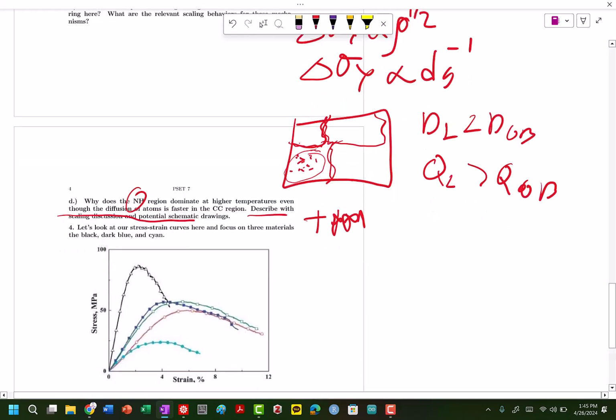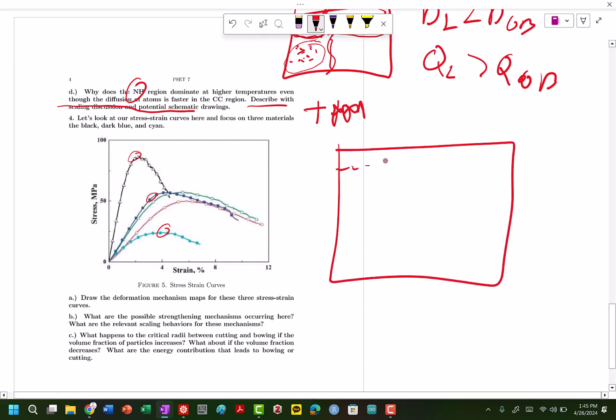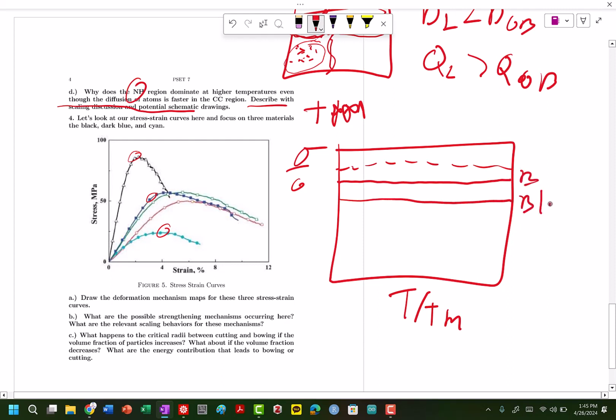Excellent. Let's look at our stress curves here and focus on 3 materials: black, the dark blue here, and then the cyan. Draw the deformation mechanisms for these 3 stress-strain curves. What you're going to be looking at here, what's changing, you have stress over G, and this is T divided by Tm. This doesn't change. This would be your dg for the black, then this would be the dg for the dark blue, and then this would be your dg for the cyan. So your yield strength is decreasing, as we can clearly see here.